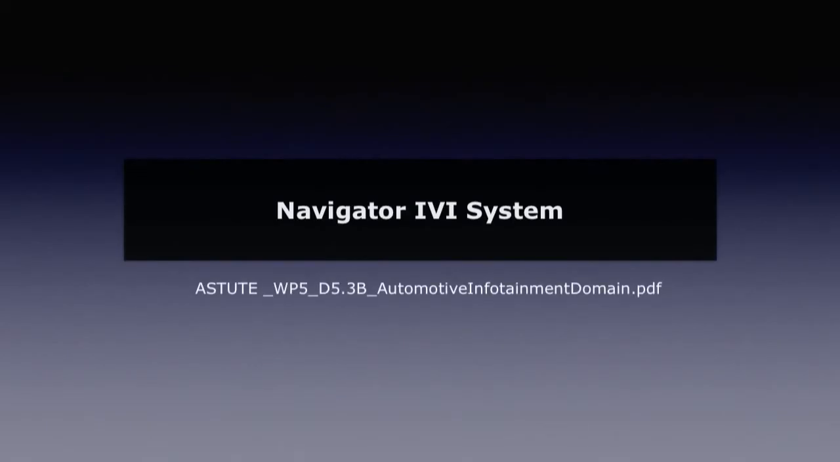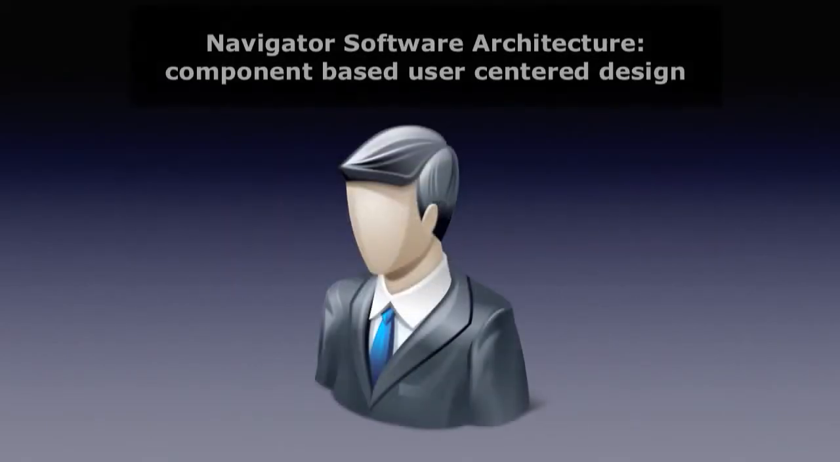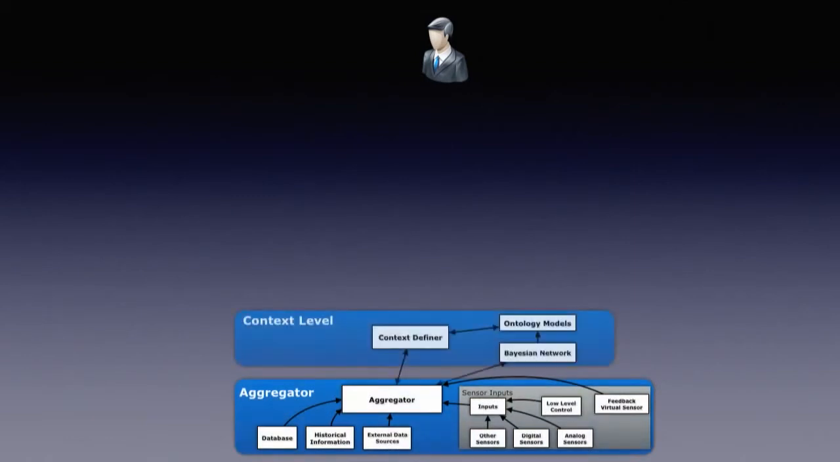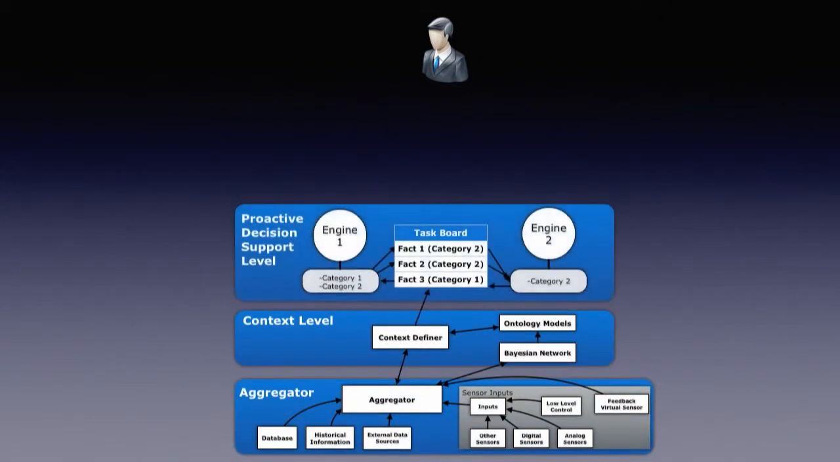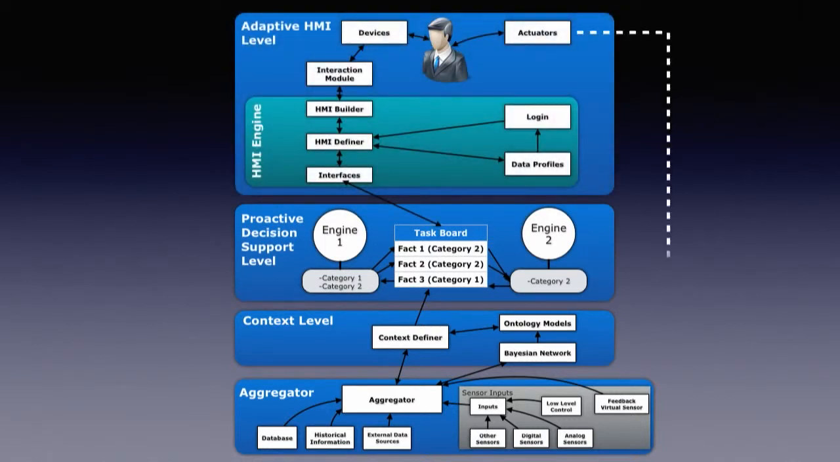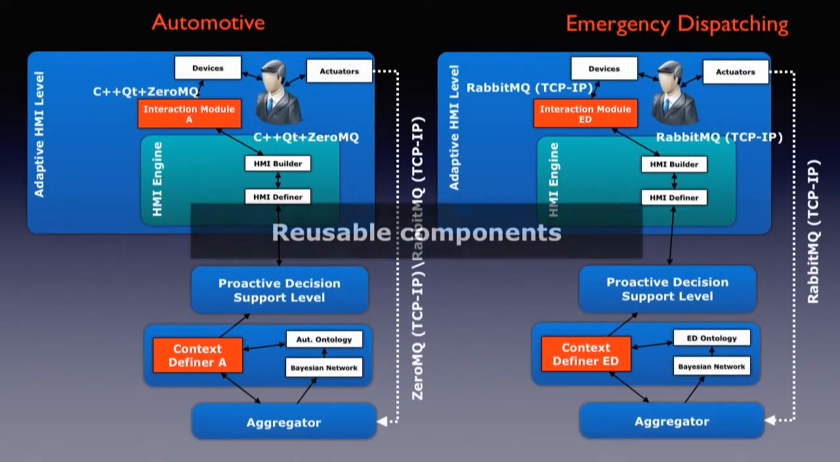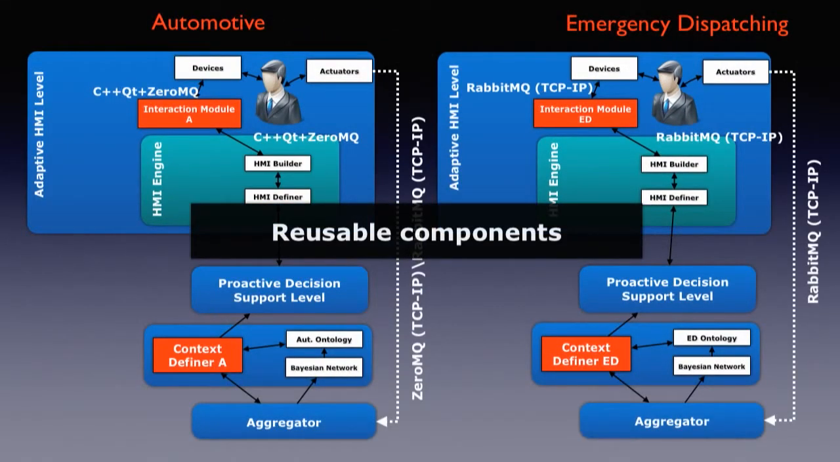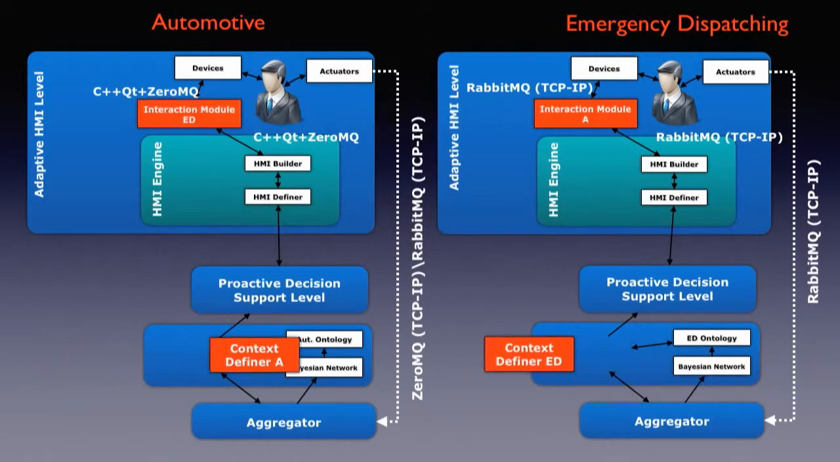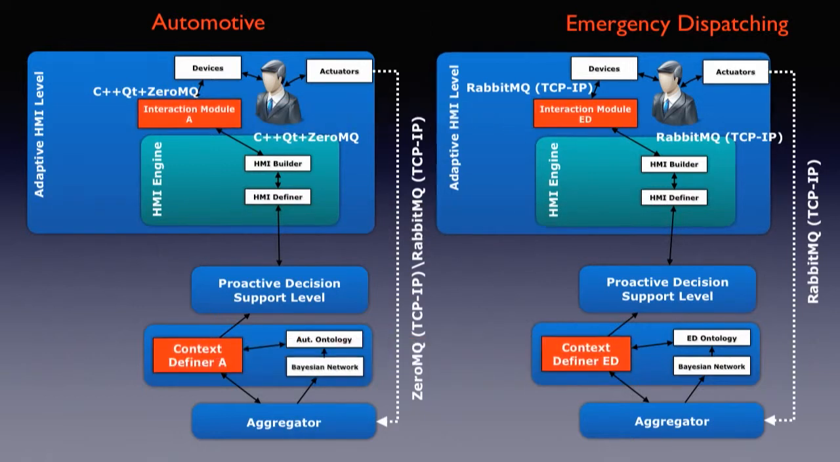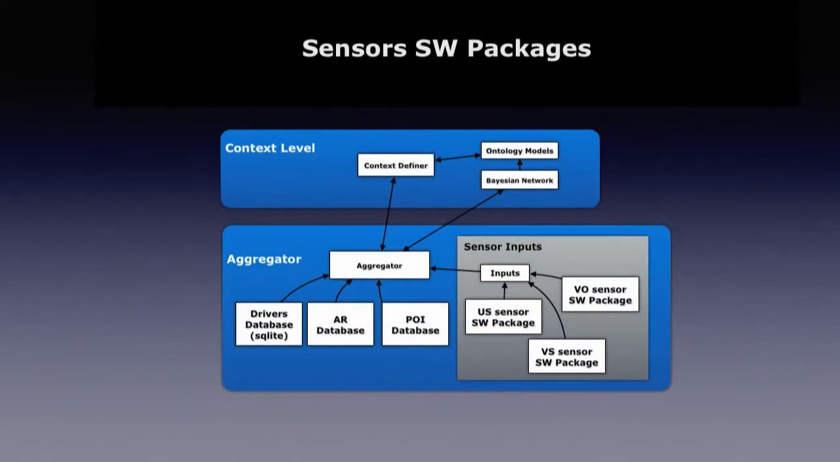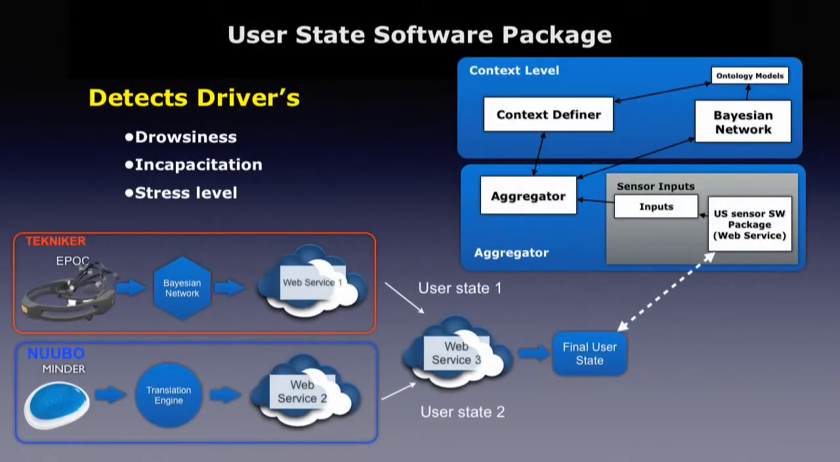The Astute proactive navigation system is built on top of the reference architecture and is completely user-centric. The architecture has been implemented using separated components communicating either via D-Bus or TCP/IP. Since the communication protocol is standard, different components can be easily plugged in and interchanged. Sensors are connected to the aggregator through dedicated software packages via TCP/IP or D-Bus.